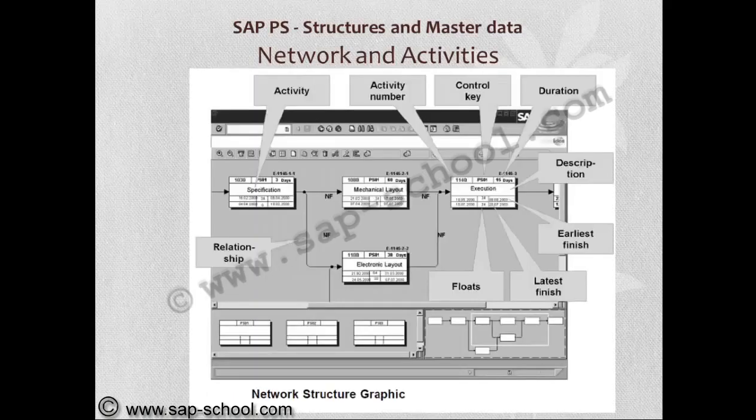So here you can see the relationships in the structure graphic. The activities are specification, mechanical layout, execution and electrical layout. For example, if we consider the relationship maintained from specification to electrical layout, you can see clearly the relationship of finish to start. So from the structure graphic, it is quite easy to find the relationship between the activities.